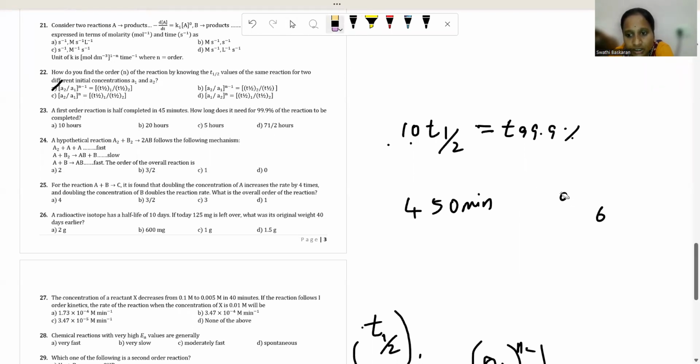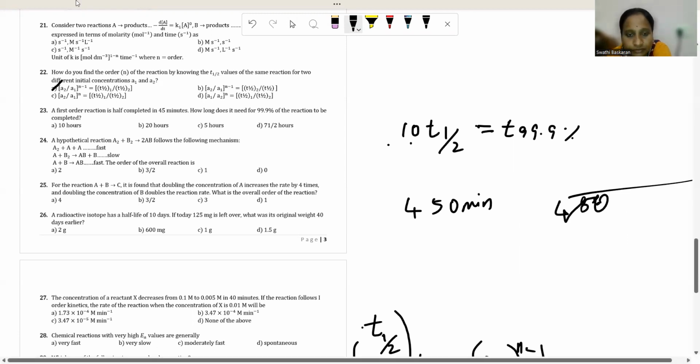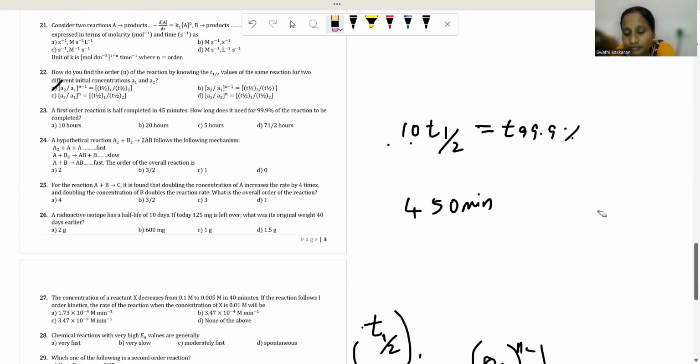Which is nothing but 7.5 hours. So 450 divided by 60 is equal to 7.5 hours, so this option would be correct.